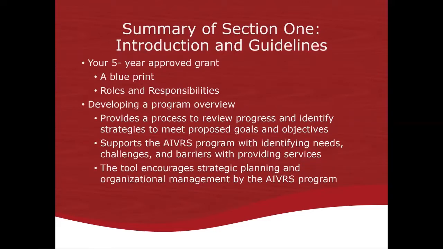Summary of section one. Introduction and guidelines. So as I said again, it's a blueprint. Another area that it really helps you identify is roles and responsibilities. As we all know, there are multiple staff within a program, and using the grant helps you outline who is responsible for what, how we're going to do that, and what the outcomes are if we're carrying out these responsibilities in the appropriate way. These are things that your approved grant will help you define.